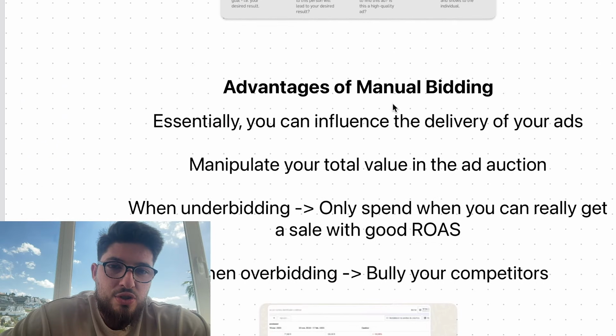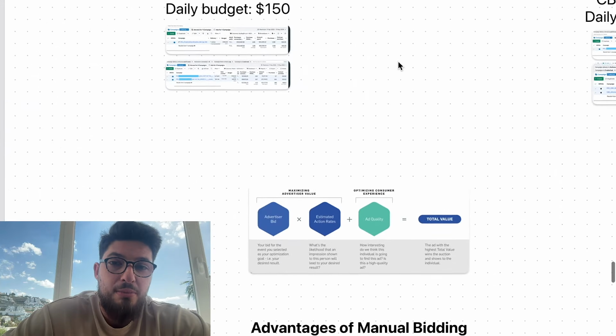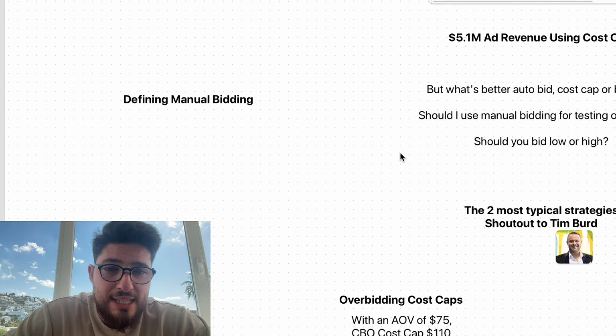Let's see the advantages of manual bidding. Essentially, with manual bidding, you can influence the delivery of your ads. If I had to define manual bidding, it is basically conditioning the way that your ads enter the auction. So you kind of condition the algorithm a little bit to deliver your ads to maybe different people or to compete with other advertisers for the same placement in a different way. So you're conditioning that somehow.